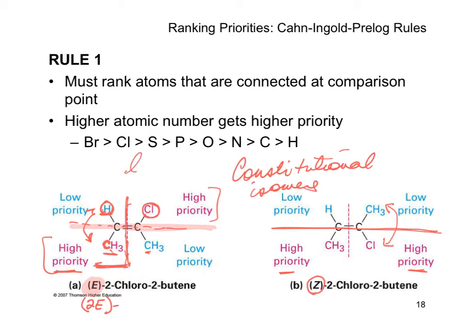We are going to call these constitutional isomers. You can also call them geometric isomers. So two names for that, constitutional or geometric isomers.